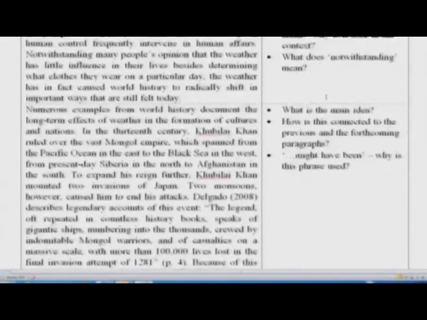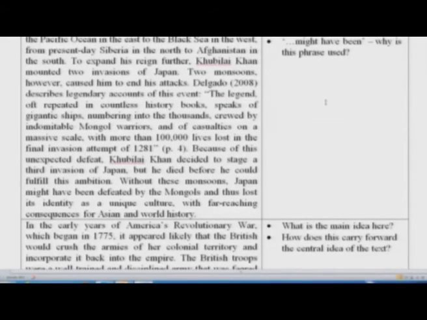Okay, we move on. This is the second paragraph. Numerous examples from world history document the long-term effects of weather in the formation of cultures and nations. In the 13th century, Kublai Khan ruled over the vast Mongol Empire, which spanned from the Pacific Ocean in the east to the Black Sea in the west, from present-day Siberia in the north to Afghanistan in the south.